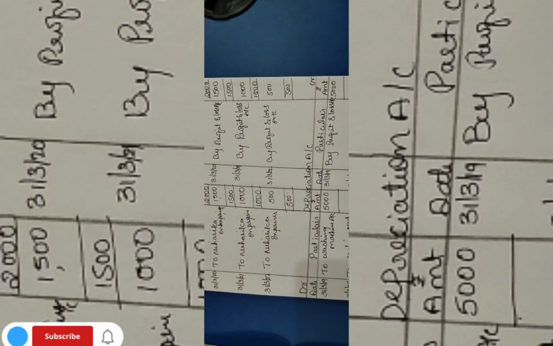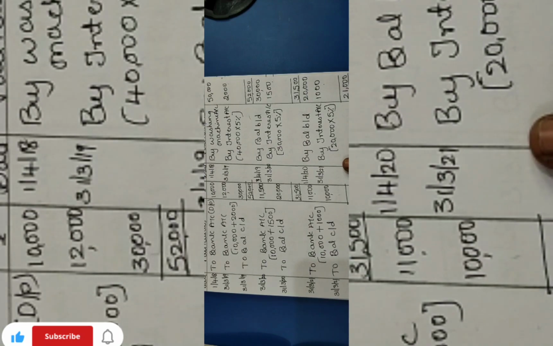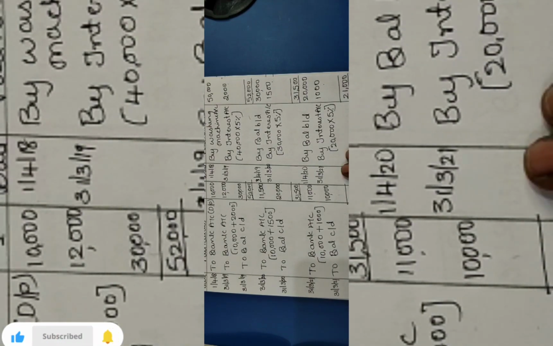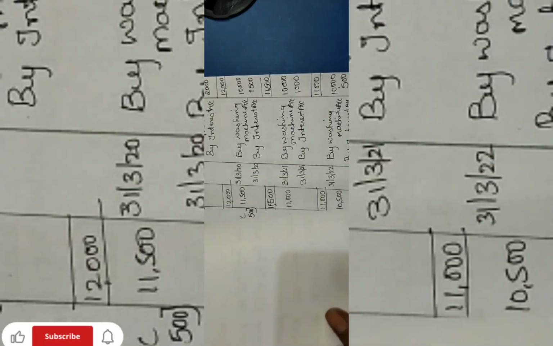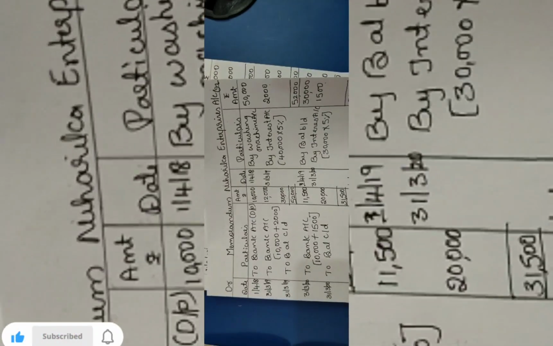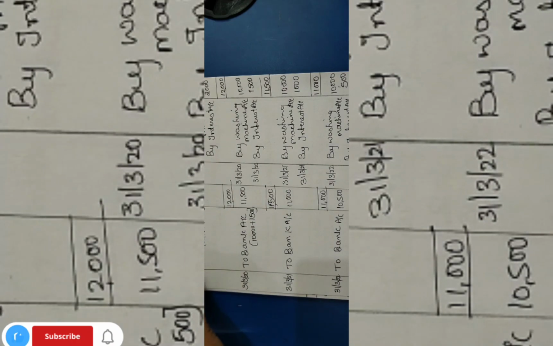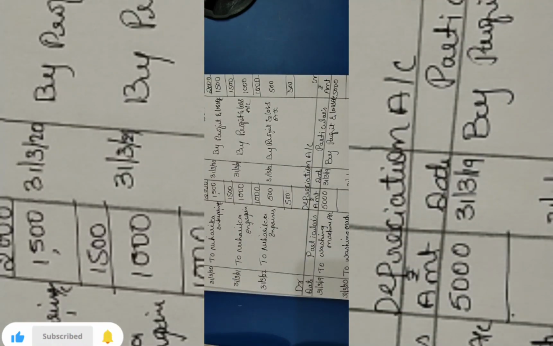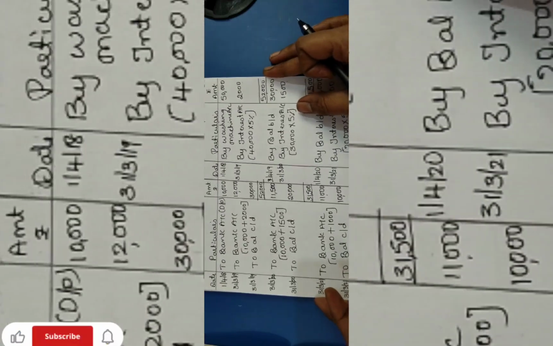So first what we have done, we have prepared the memorandum of Niharika Enterprises account to ascertain or calculate the interest, then calculated depreciation, and the washing machine account we prepared. Niharika Enterprises account, that is the vendor account, interest account and the depreciation. Practice makes you perfect. So practice and practice while watching this video also.